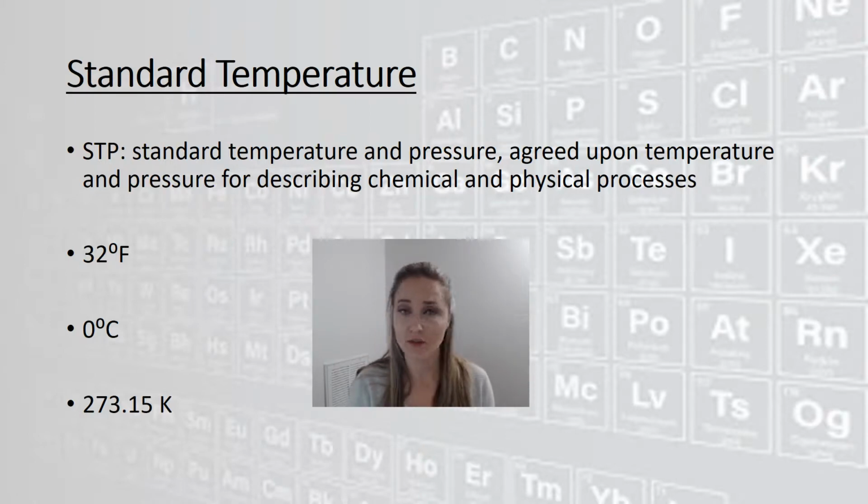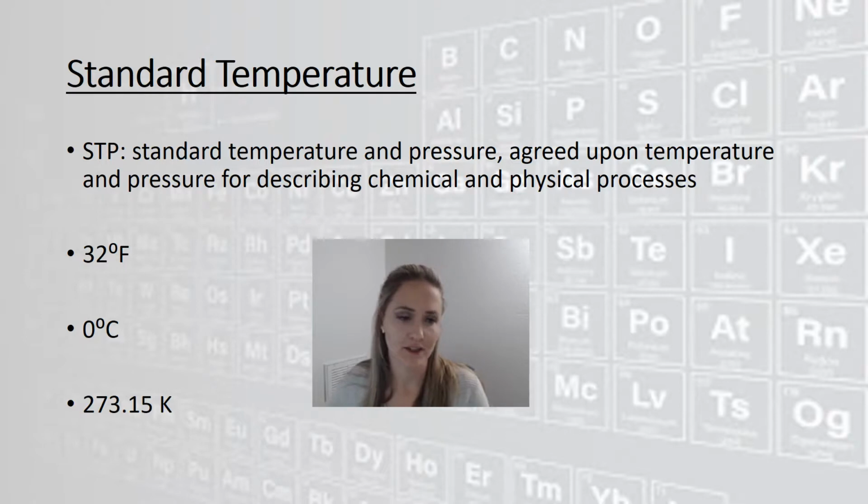And there are 3 different temperature units and there are several different pressure units that are all representative of standard. So if something is under standard temperature, that means that the conditions are either 32 degrees Fahrenheit, which is equal to 0 degrees Celsius, which is also equal to 273.15 on the Kelvin scale.